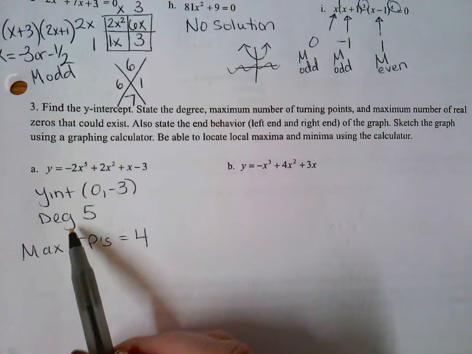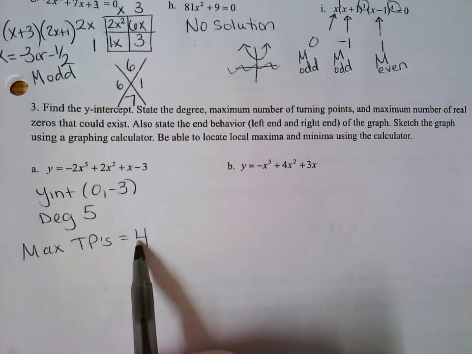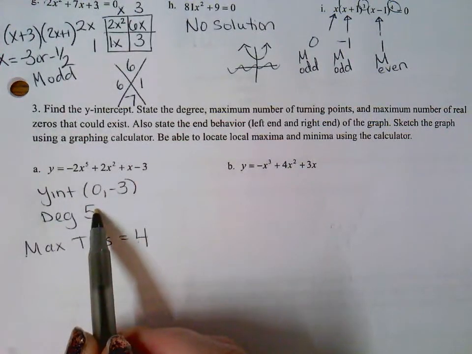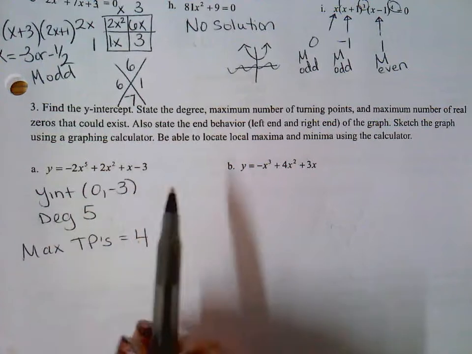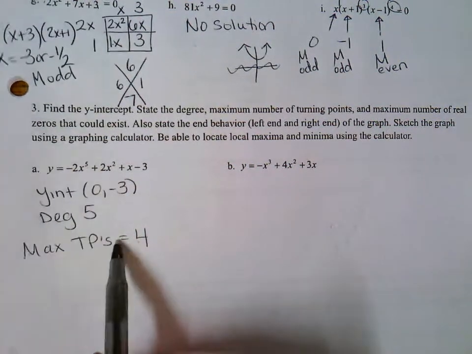So remember, a linear function will never change direction, so it has 0 maximum turning points. A quadratic function has degree 2, so it has 1 turning point. A cubic function, degree 3, has a maximum of 2 turning points.